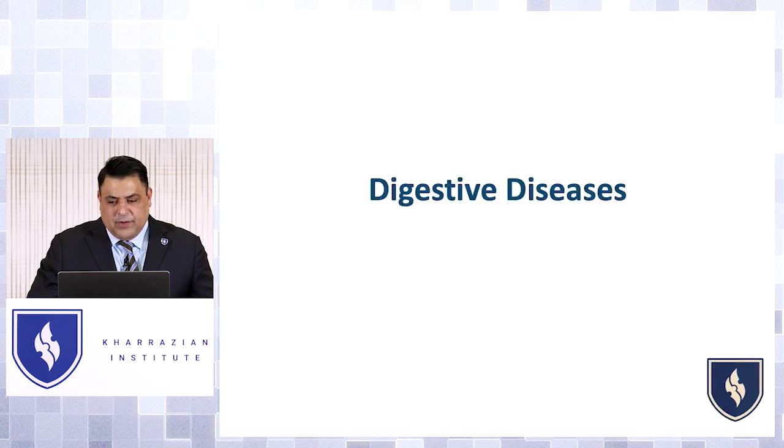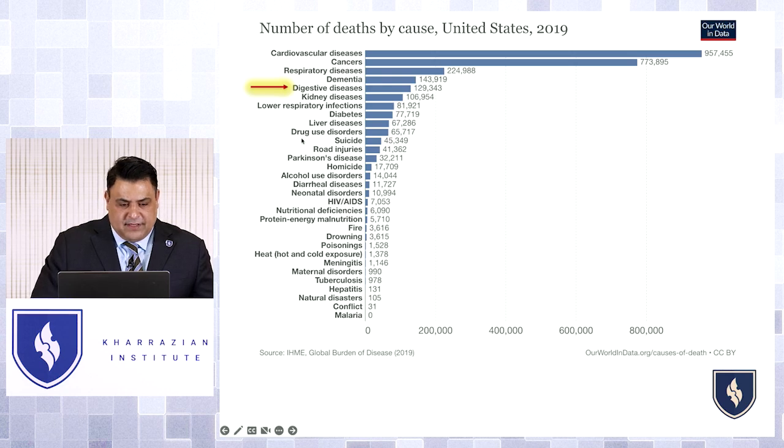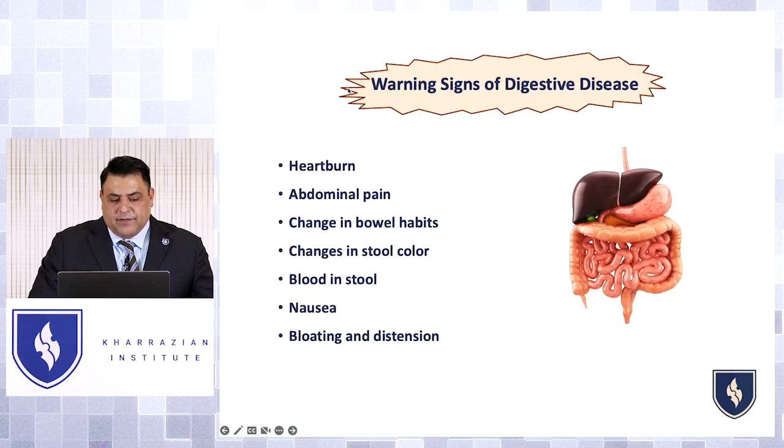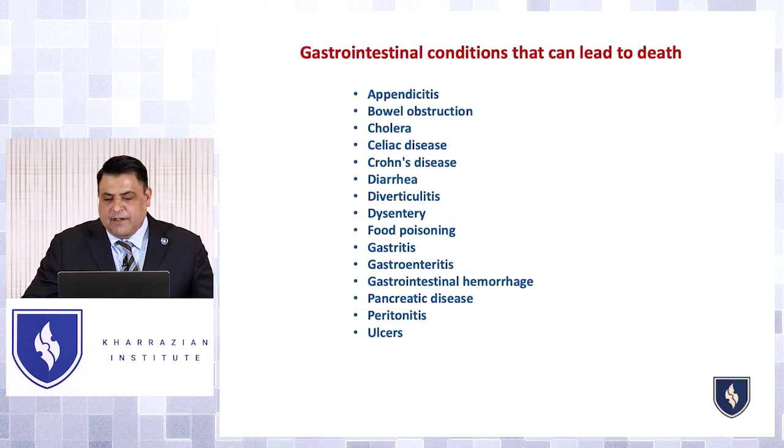Okay. Now, if we go down the path, then we look at digestive diseases. So digestive diseases, again, you can see there in the top causes of death worldwide. Obvious ones: heartburn, abdominal pain, changes in bowel habits, changes in stool color, blood in stool, nausea, bloating and distension. These are all warning red flags, but many times people just have chronic bloating and distension for years and years, and then they find out they have a serious bowel disease. So these are the most common ones that are involved.